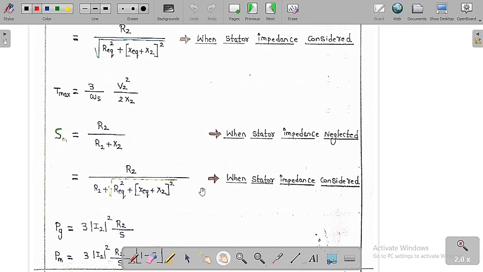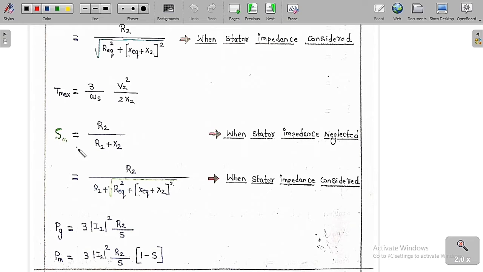So listen carefully. This SM is somewhat different. This is not the one which you have learned here. This SM is different, the green color SM, which is the slip at the maximum mechanical power. The slip at the maximum mechanical power is equal to R2 by R2 plus X2 when the stator impedance is neglected, or R2 by R2 plus under root over R equivalent square plus X equivalent plus X2 whole square whenever the stator impedance is considered.